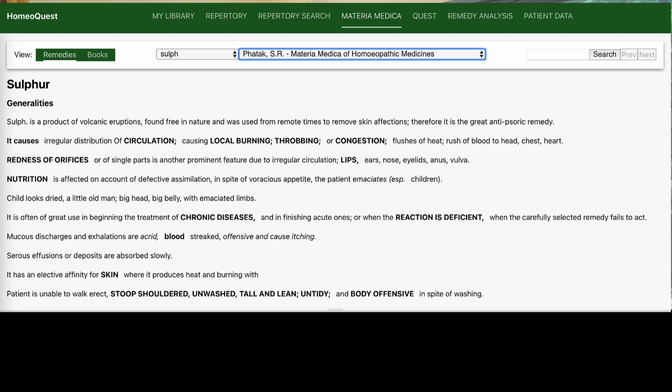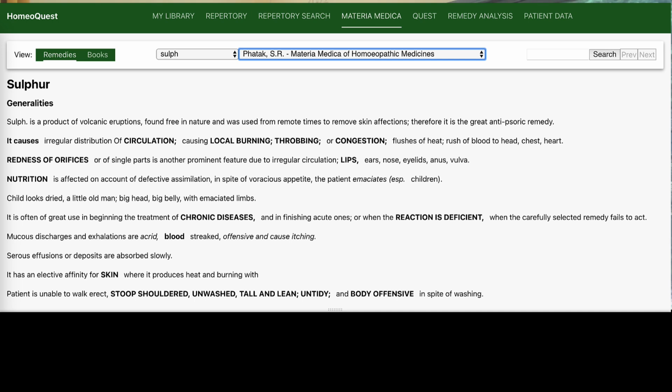So for this, my number one book to find the miasm is Phatak. So let's look at Phatak and look at why sulfur is multi-miasmatic according to Kentian miasmatic understanding. So let's look at psoric sulfur. What is psora according to Kent? All the functional, mental, nervous, hormonal, immune issues in the body are psoric.